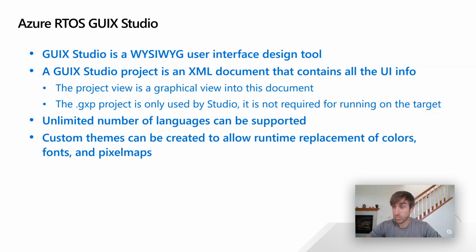GUIX Studio is really neat. A ton of different languages can be supported, and you can use just about any fonts you want. You just have to make sure that the glyphs you are trying to use are included in the font that you are using. And then you can create custom themes. So, for example, I know everything lately has a dark mode now. So you can create a light mode and a dark mode that changes the colors and fonts and pixel maps at runtime. So yeah, GUIX is neat.